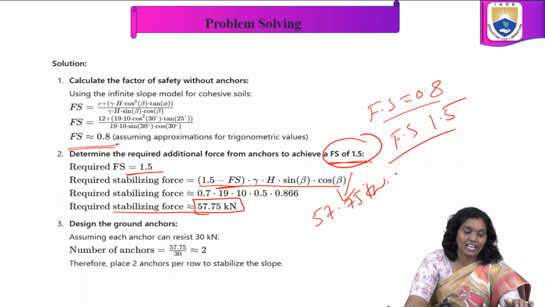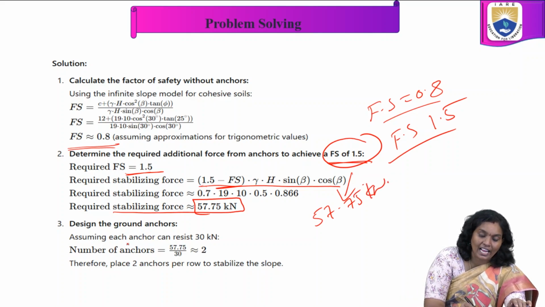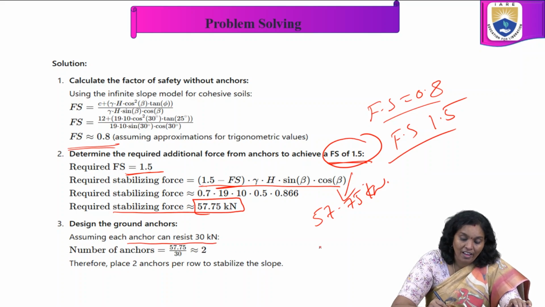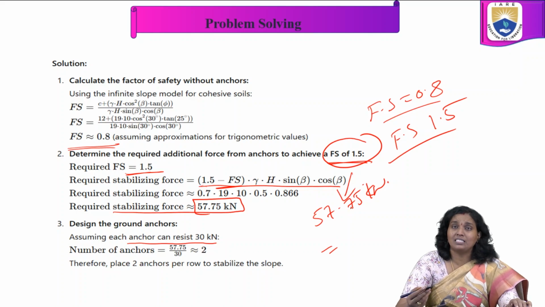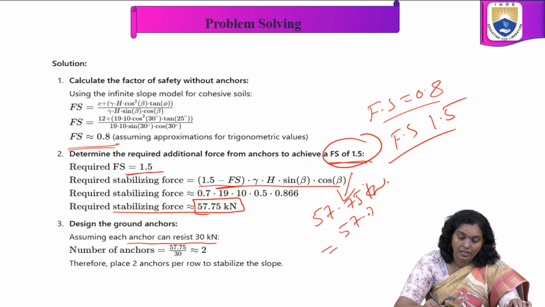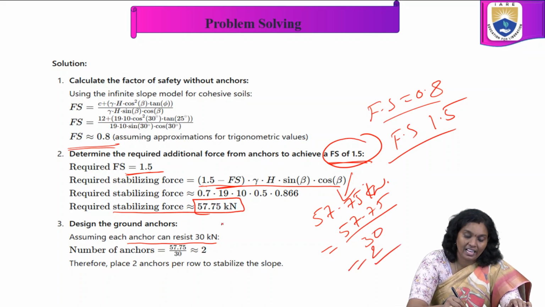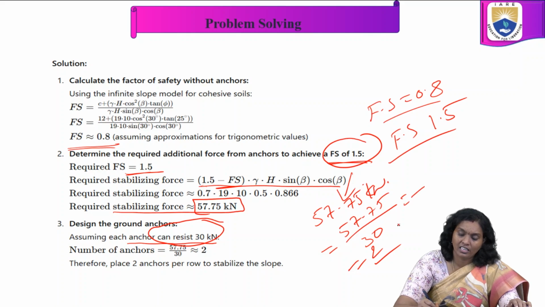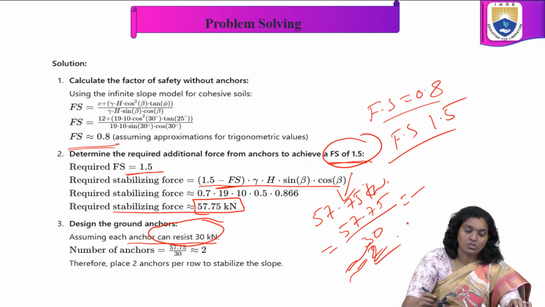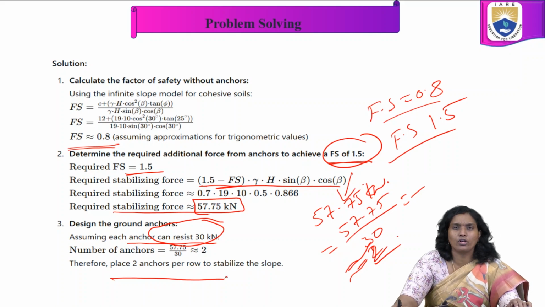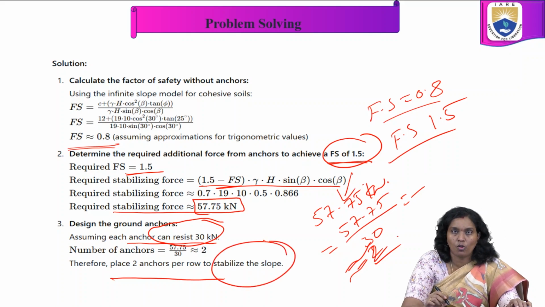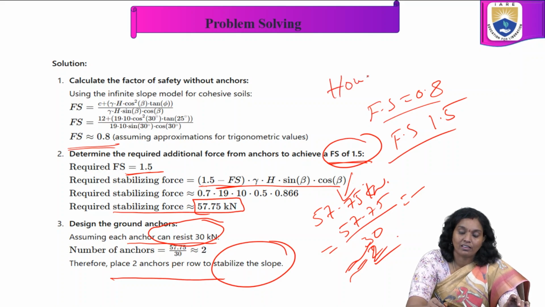Now design the anchors. Assume each anchor can resist 30 kilonewton. So the number of anchors is the required stabilization force divided by 30, which is nearly equal to 2. Therefore, 2 anchors are going to be placed in a row to stabilize the slope. For stabilizing the slope, how many anchors are required?